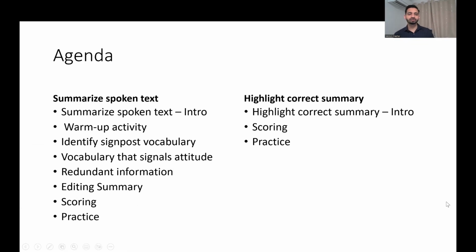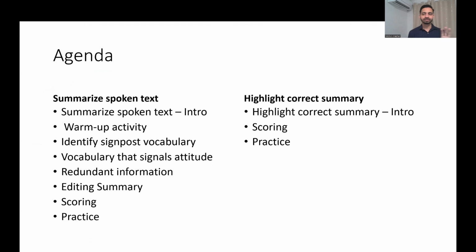First, we're going to look at summarize spoken text. We're going to look at the intro. We'll do a warm-up activity. And then we are going to look at something called signpost vocabulary, okay? The vocabulary that kind of tells us relevant information. Then we're going to look at vocabulary that signals attitudes and opinions.